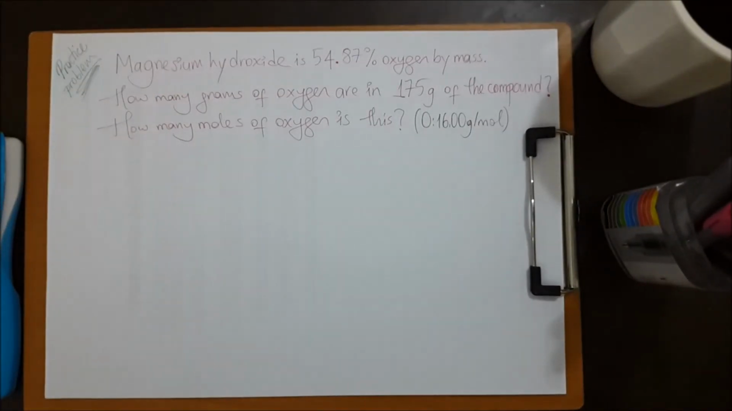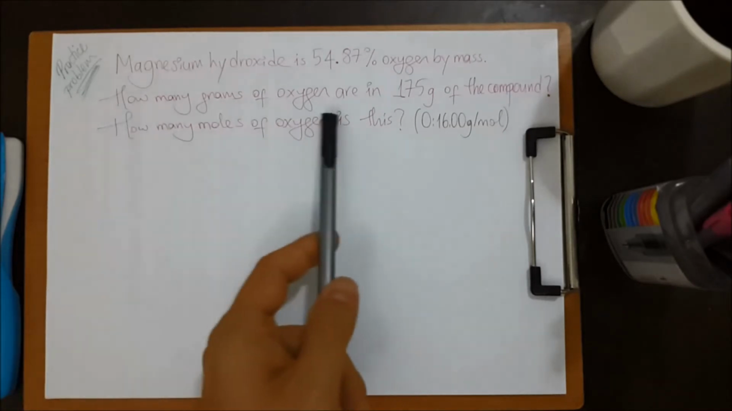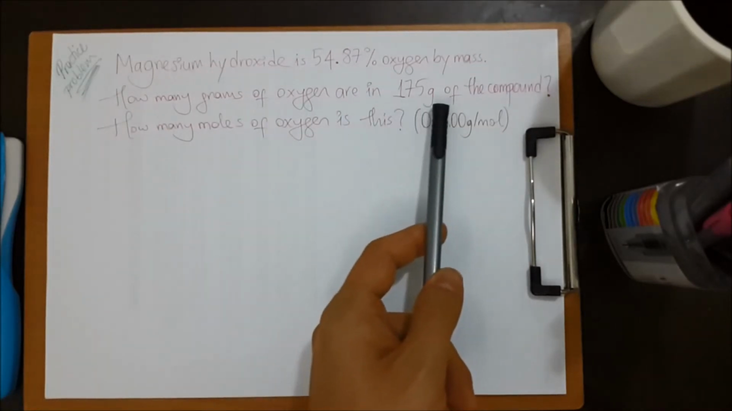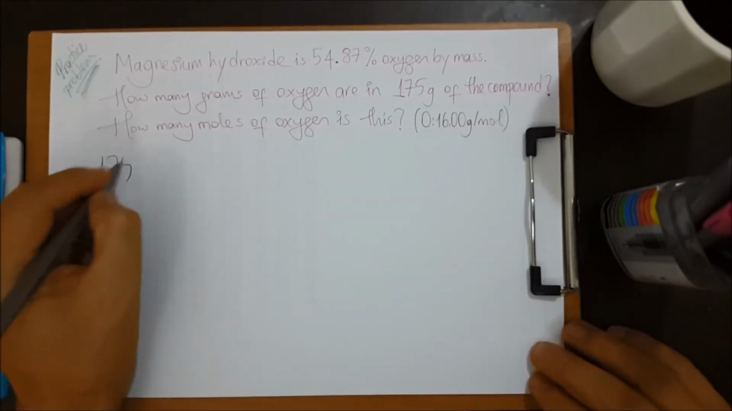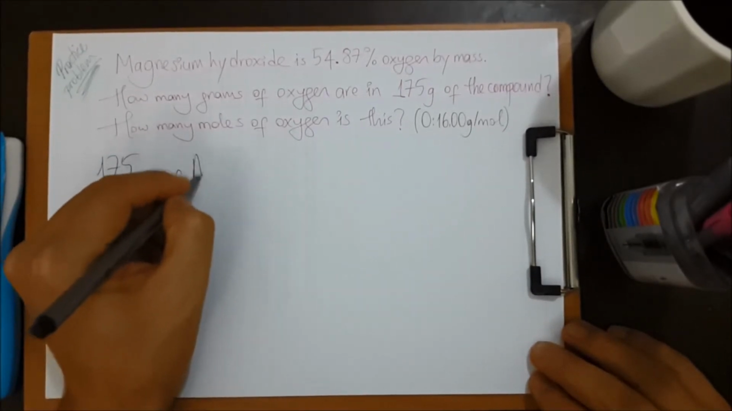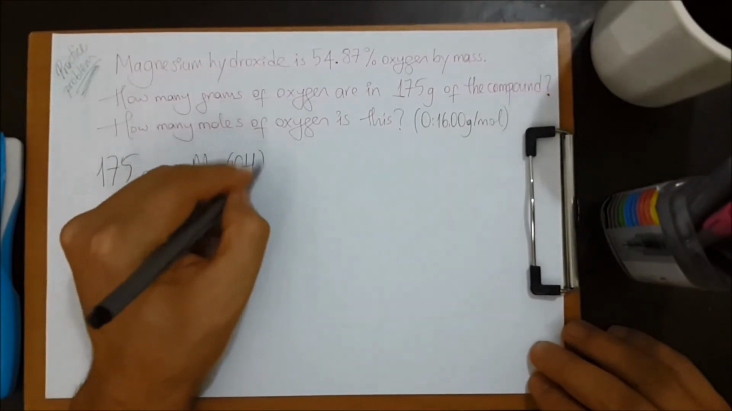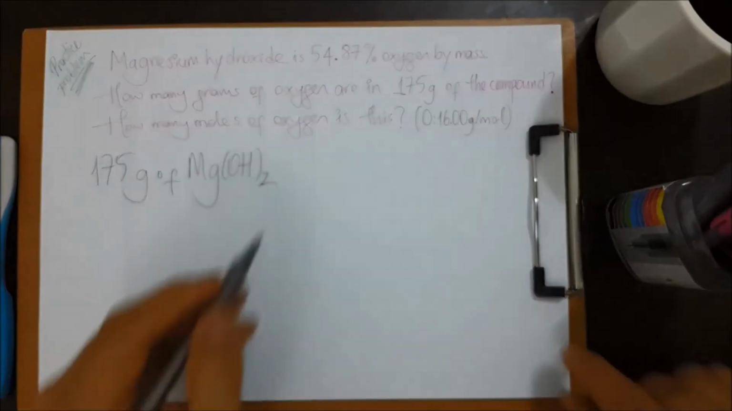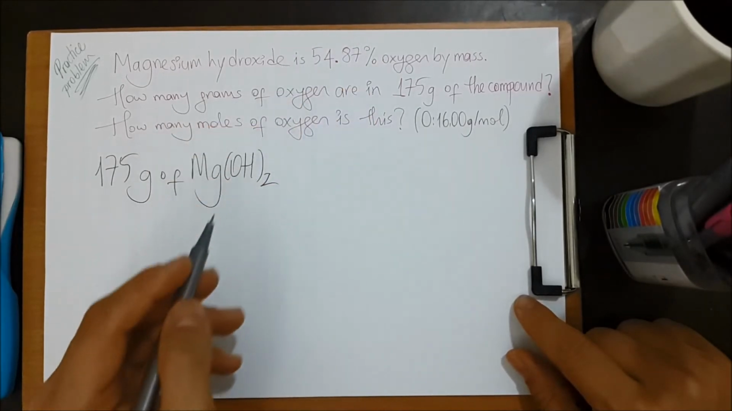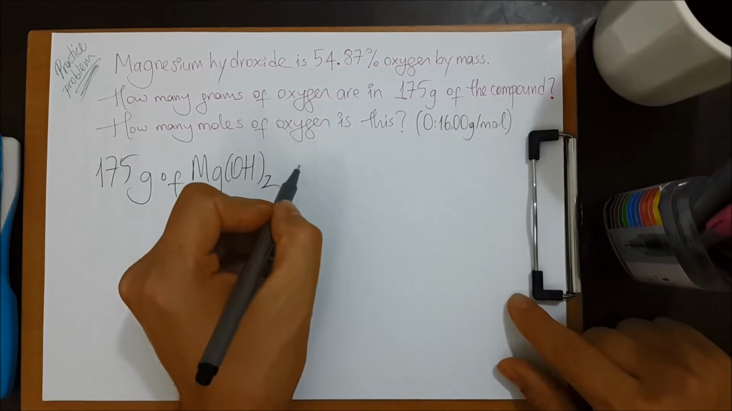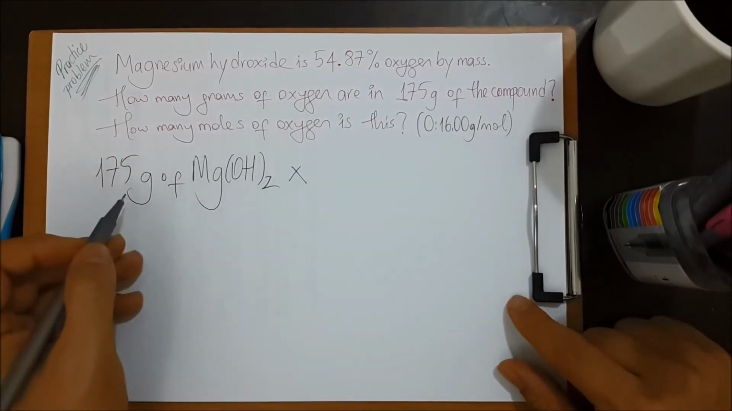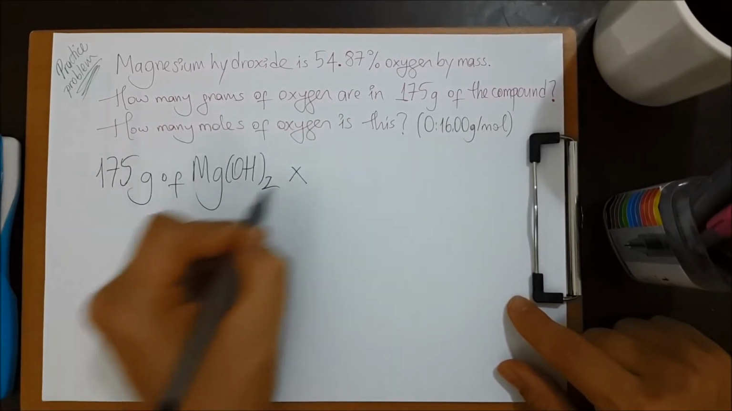Magnesium hydroxide is 54.87% oxygen by mass. How many grams of oxygen are in 175 grams of the compound? I have 175 grams of magnesium hydroxide, and 54.78% of this compound is oxygen by mass. So I can easily find how many grams of oxygen it makes.